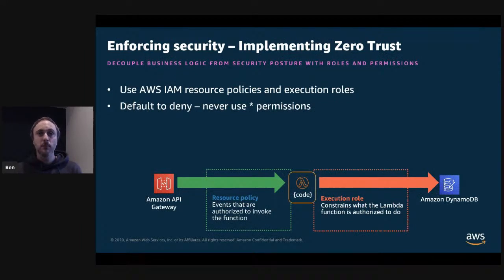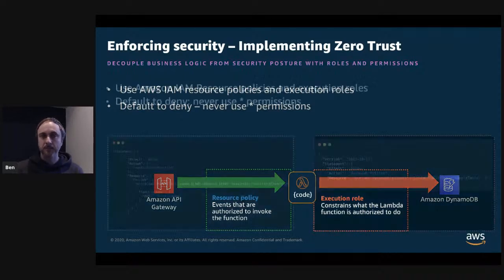And this zero trust model is implemented using IAM, Identity Access Management, resource policies, and execution roles. So in the case of Lambda, or a Lambda function, the resource policy is what dictates which events or services are authorized to invoke or to trigger your function. And then the execution role is what grants the function permission to perform an action with other services or resources. So essentially that dictates what the function is then allowed to do.